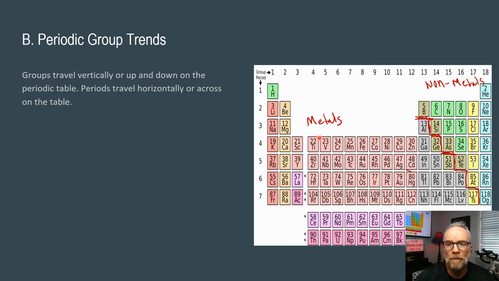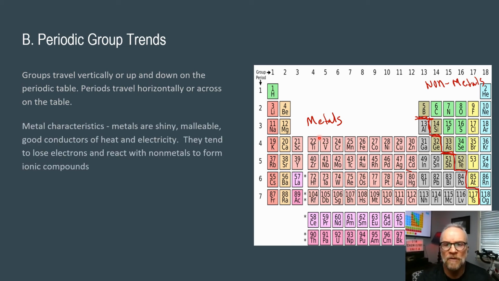And we have two broad categories of elements on the table. We have our metals and our nonmetals. And they are separated by a stair-step line that extends down the table, starting here in between periods 2 and 3 and in group 13. It's a stair-step line like so. So everything to the left of that stair-step line is considered to be a metal. Everything to the right of the stair-step line is considered to be a nonmetal.